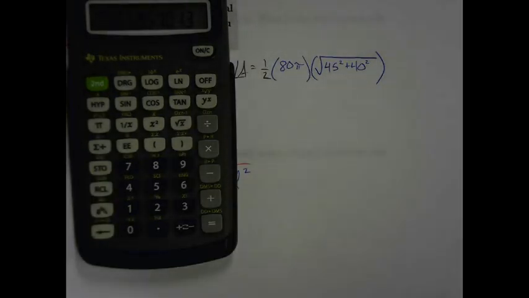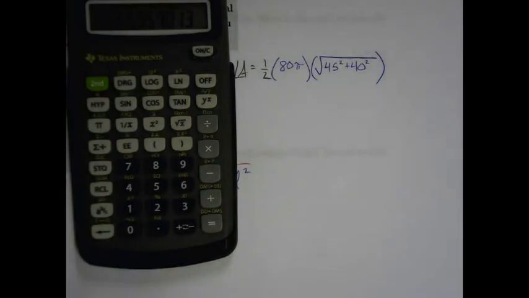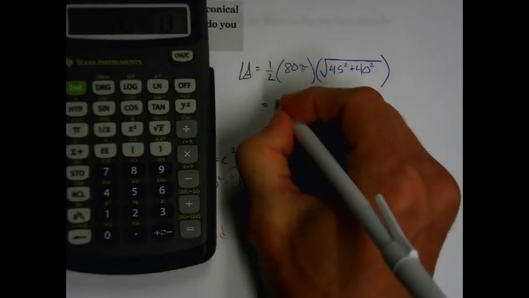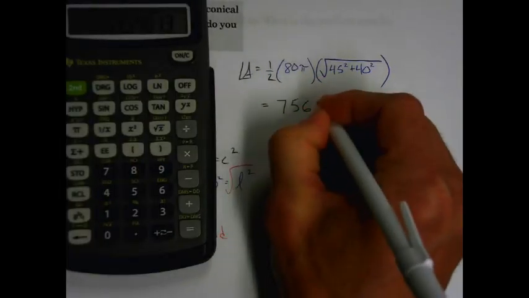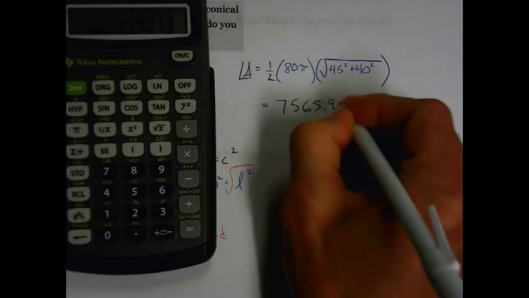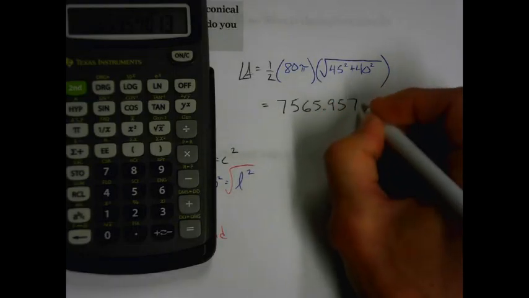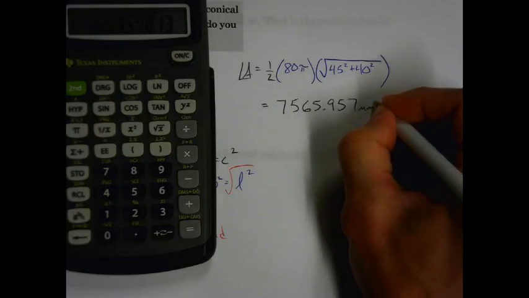So divide all that by 2, and then we have our, did I hit divide by? Because that number doesn't look familiar. I'm going to do this again, because, oh, maybe that is the right number. It is familiar. So all of that value turns out to be 7,565.957 millimeters squared. That's the lateral area.